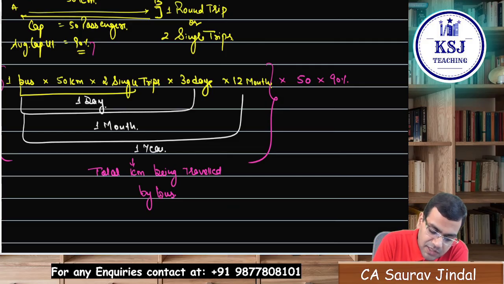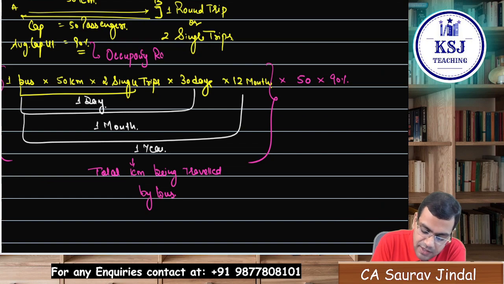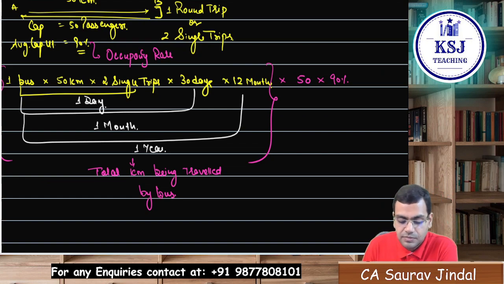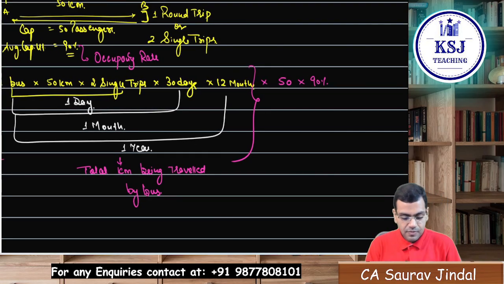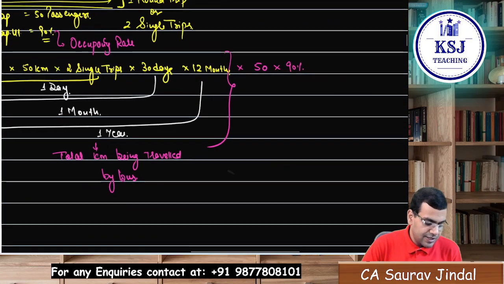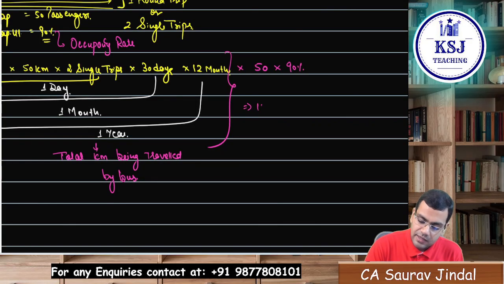This 90% is what we call the occupancy rate, sir. Occupancy rate, right? So whatever is the figure here. Now what will be the figure here, sir? 100 kilometers into 30 multiplied by 12 multiplied by 50 into 90%. That is 16,20,000 passenger kilometers.